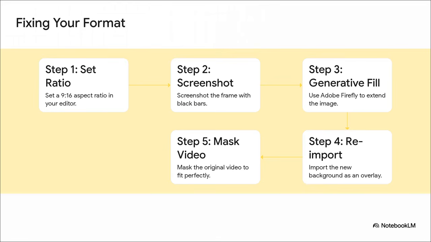Here's the hack. In an editor like CapCut, put your video on the vertical timeline and just take a screenshot. You'll have the black bars on the top and bottom. Now, take that screenshot over to Adobe Firefly and use its amazing generative fill feature to magically extend the image up and down. It just fills in the world. Then you bring that new full-size image back into your editor as a background and put your original video on top. It is, and I'm not exaggerating, an absolute game changer.